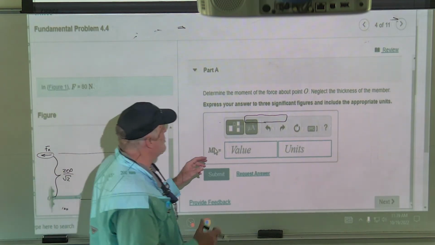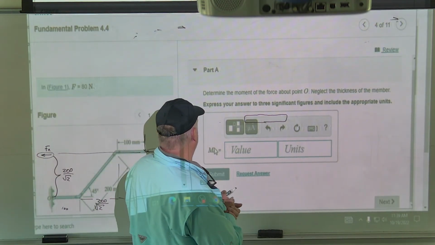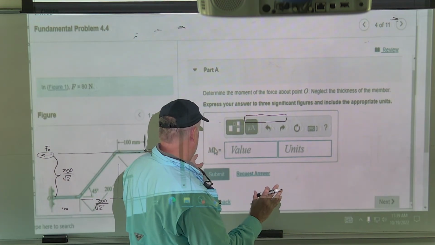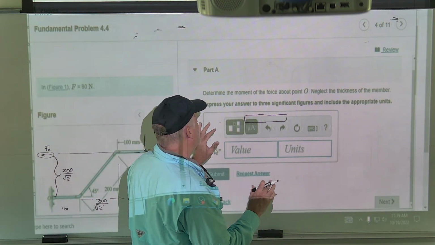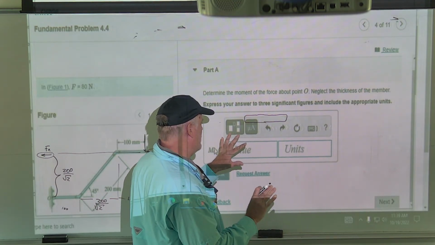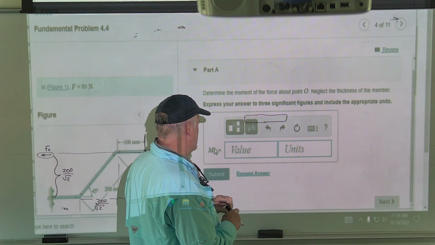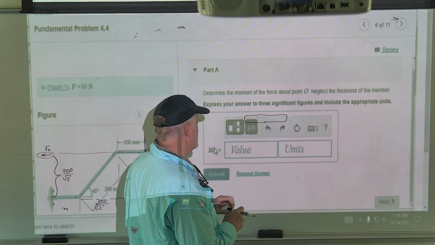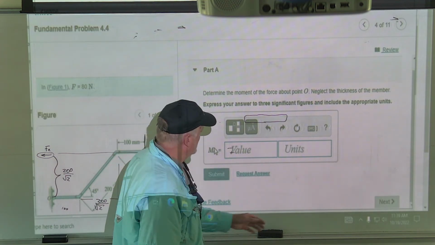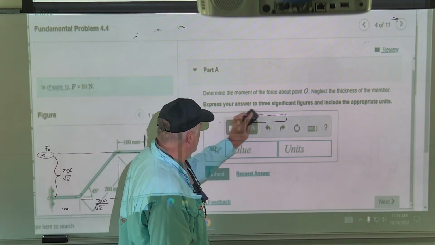Does he tell you, determine the moment of force and neglect the thickness of the member? Okay. I guess the moment about. So I'm guessing because of that, he's not designated whether he wants a minus or a plus here. I would go ahead and just put a plus.